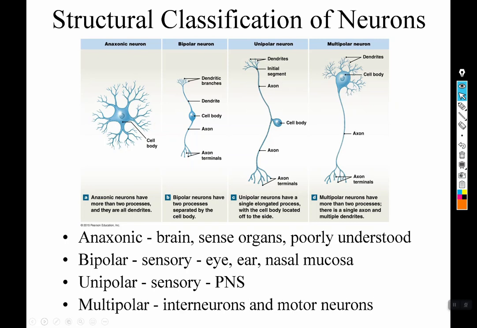And I want to put a little asterisk on poorly understood. Research goes on. And the more we research, the more we understand them. So there are some in the brain and sense organs as well. So for example, in the sense organs, there's some in the eye that are also in the retina. They appear to coordinate the activities of the other cells in there. But we don't understand the anaxonic ones quite as well as we do the rest, but we're learning more and more. So research is how we move forward.